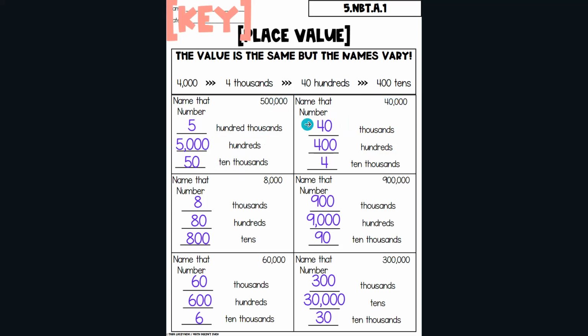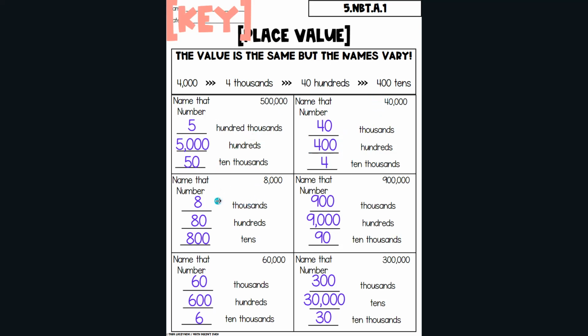Coming over here, I have 40,000. How many thousands do I have? 40. How many hundreds do I have? 400. How many 10,000s do I have? 4. Think to yourself, what times 1,000 gives me 40,000? What times 100 gives me 40,000? What times 10,000 gives me 40,000?